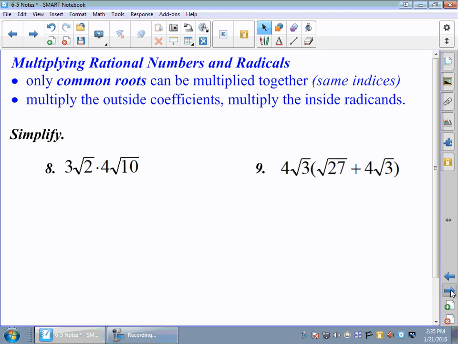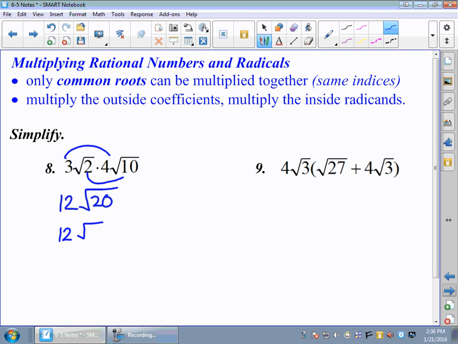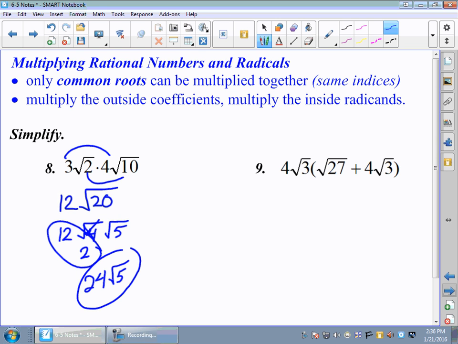When we multiply, outside number gets multiplied by outside number, inside times inside. So again, you guys can pause, replay, whatever you got to do to get these down. 3 times 4 makes 12, and 2 times 10 makes 20. So this simplifies to 12 root 20, but there's a perfect square inside 20. 20 becomes 4 and 5. The 4 turns into a 2. The 12 and 2 make 24. So we end up with 24 root 5.